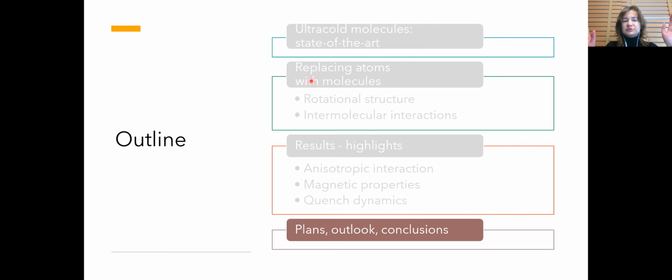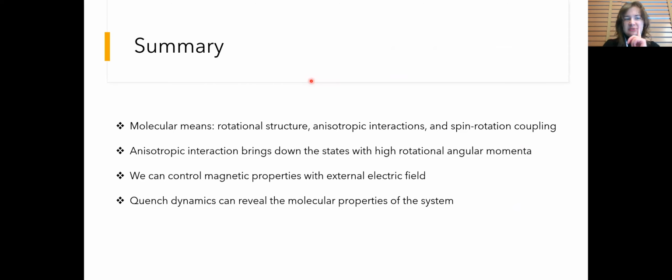Okay, so this is it. These were the highlights of our results. I have still 1 minute left, so I will start with the summary just to briefly remind you what we were talking about. So molecular in our case means, and I think very generally means, rotational structure, anisotropic interactions, and spin rotation.